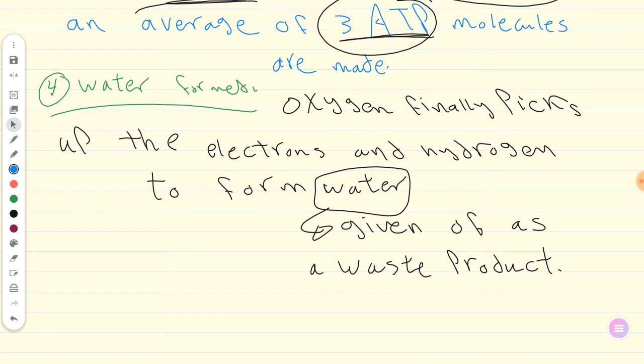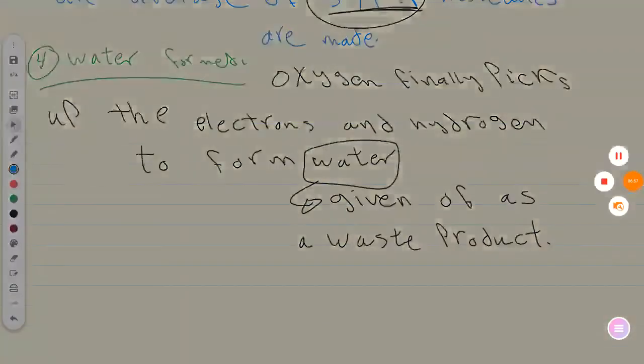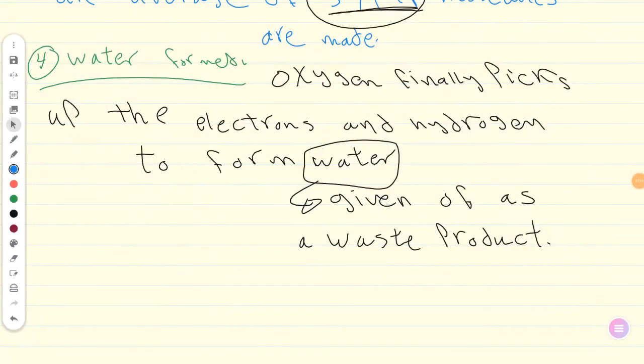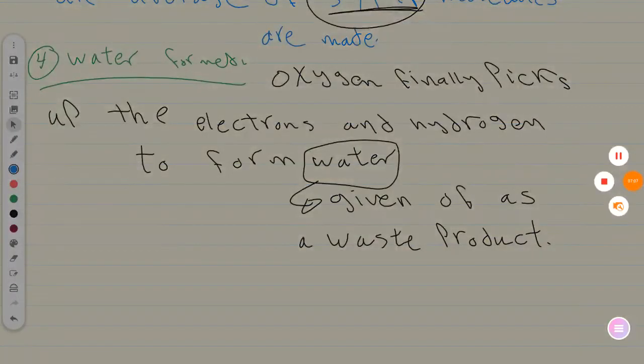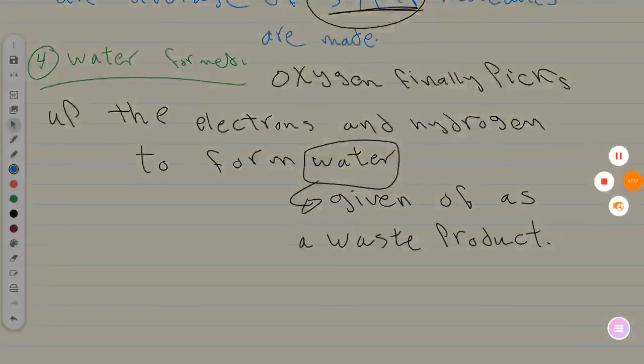Finally, oxygen is used in this step to pick up the free electrons and the hydrogen to combine with each other, forming water, and water is given off as a waste product during this step. Okay, so today we have finished the main stages of cellular respiration, and in this video specifically we explained the electron transport chain.